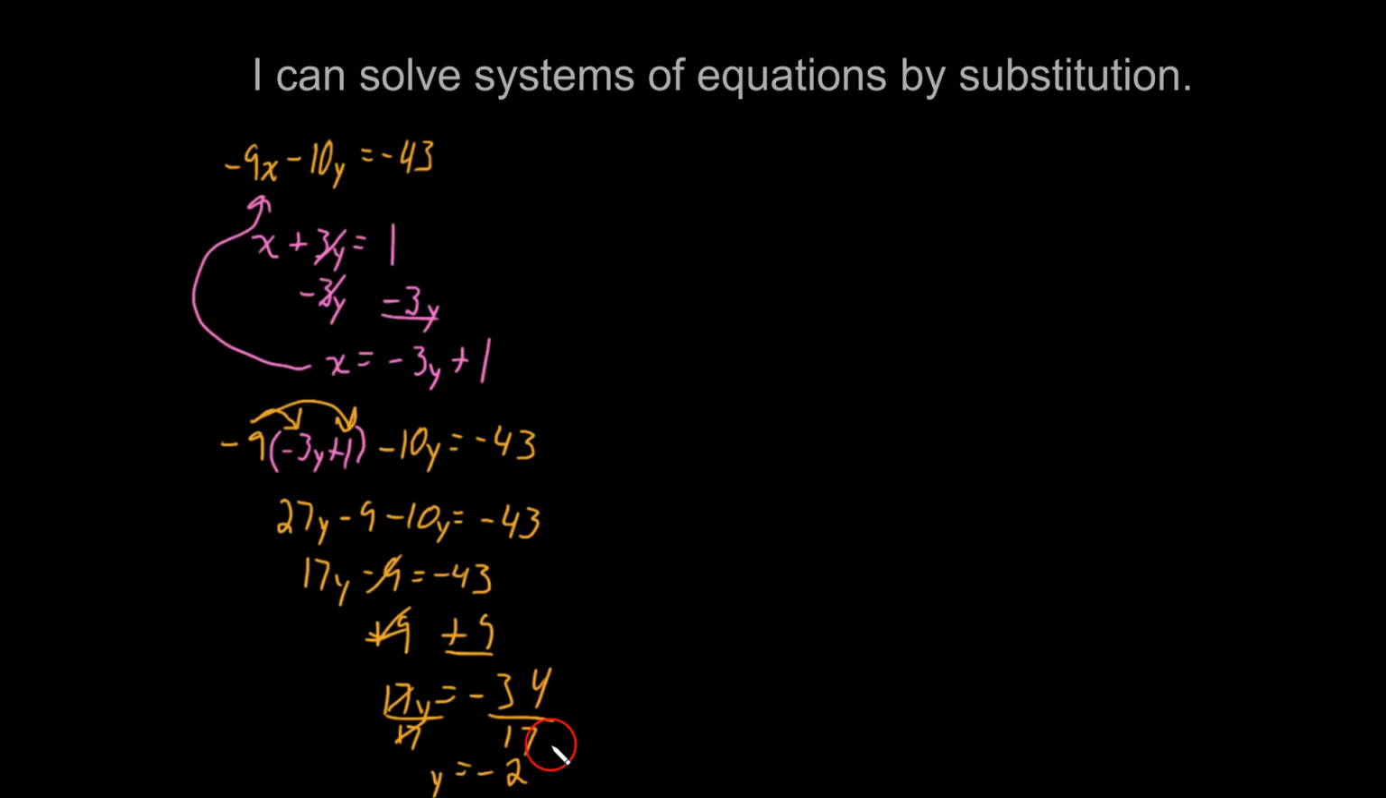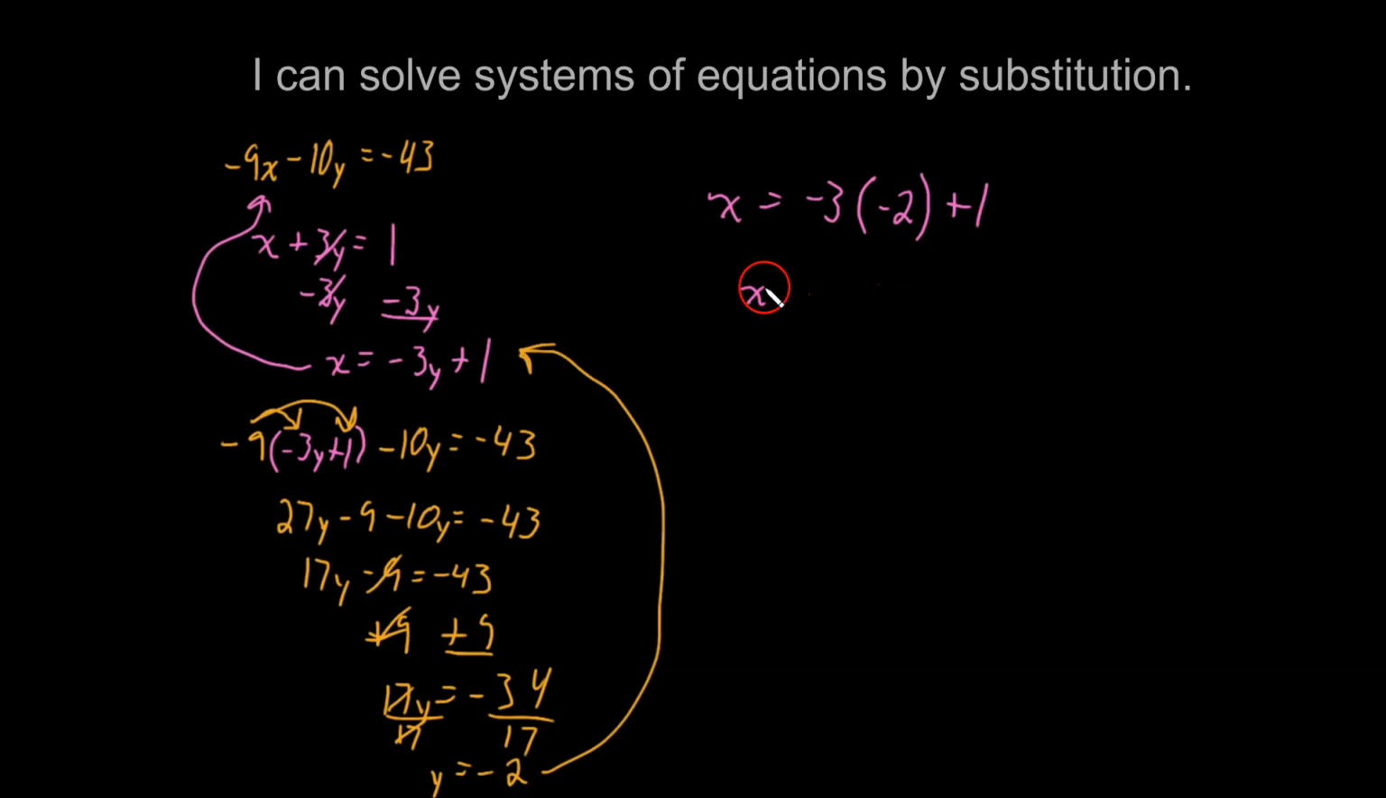And now we take this value for y and let's substitute it back into this equation right there to solve for x. You can substitute it back into either of these equations, but I think this one might be the easiest. So that would give us x is equal to negative 3, and then I'm going to substitute negative 2 in for y. So negative 3 times negative 2 plus 1. So we get x is equal to 6 plus 1. You get x is equal to 7. So this system of equations would have a solution of 7, negative 2.